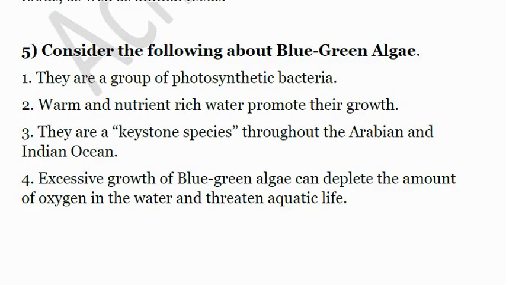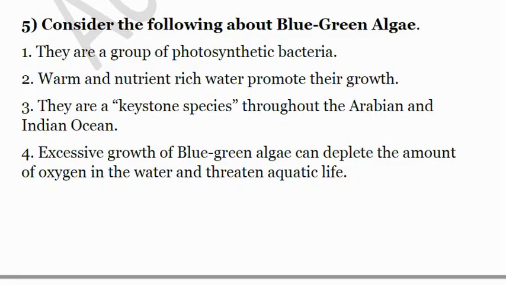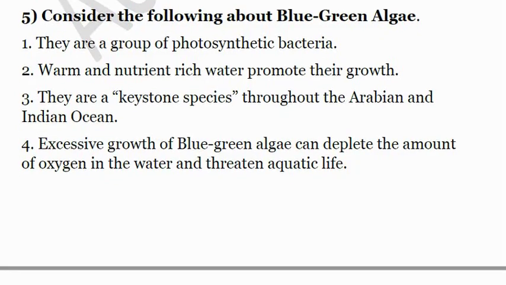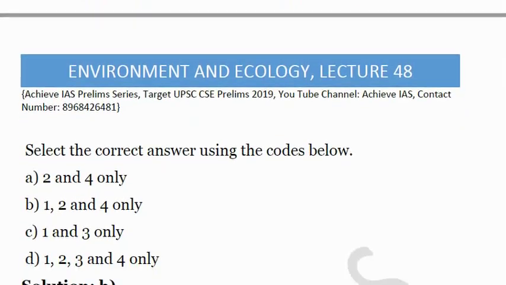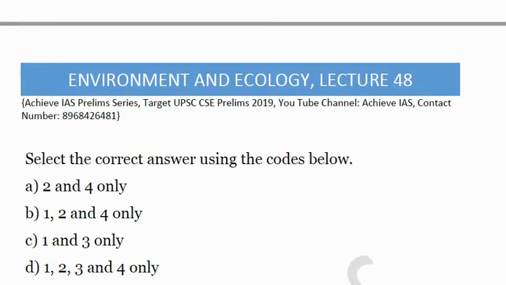If there is excessive growth of blue-green algae, it can deplete the amount of oxygen, because there will be large organic matter which has to be decomposed by bacteria and fungi, and in this process oxygen is depleted. It also threatens aquatic life due to the usage of oxygen by the decomposing bacteria and fungi to decompose dead organic matter. So friends, the correct statements are 1, 2 and 4. We have to choose the correct answer. I have already told you that 1, 2 and 4 only are correct. So the solution is B.